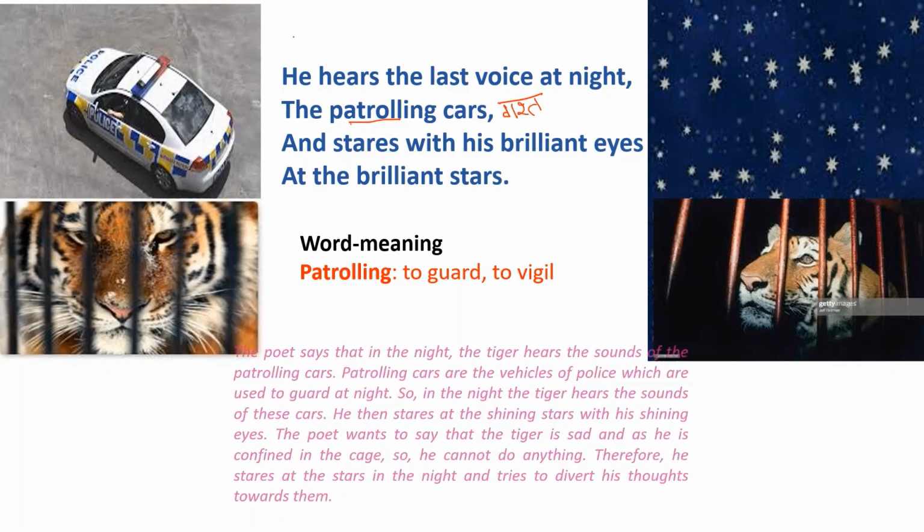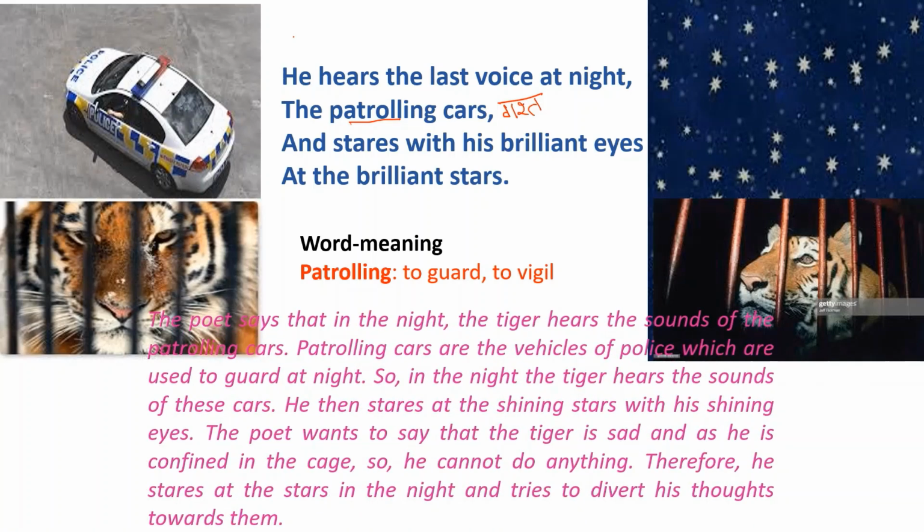So in the first sentence, he hears the last voice at night, the patrolling cars. Now the tiger inside the cage is so helpless that he is sitting alone, he is sad, so he is hearing the last sound of the night, that is the sound of patrolling cars. जो पुलिस की कारें गश्त लगा रही हैं, उनकी sounds को he is hearing alone. And what else is he doing? He is staring with his brilliant eyes. The stars, brilliant stars, shining stars को अपनी shining eyes के साथ he is staring because he cannot do anything else inside the cage. He is so sad, so helpless that he is listening to the sounds and staring at the night sky with his brilliant eyes. So he is trying to divert his thoughts that what if he had been in the jungle.